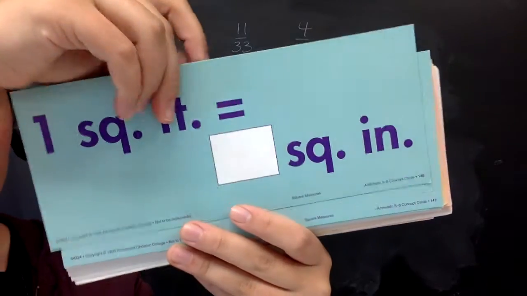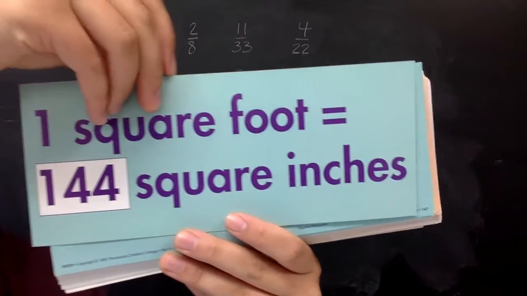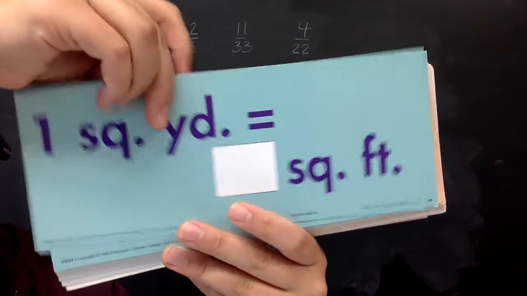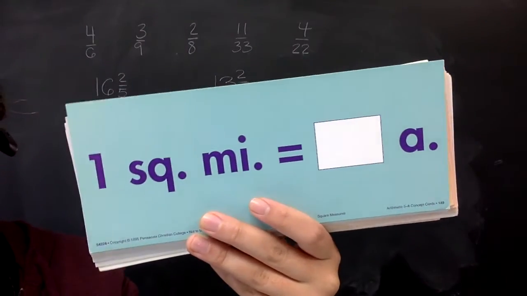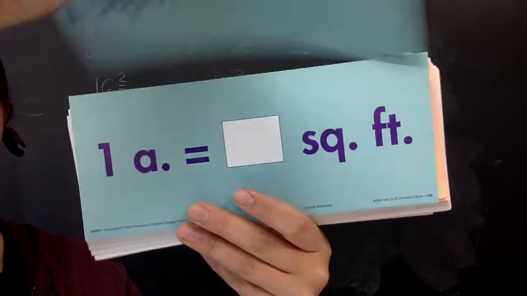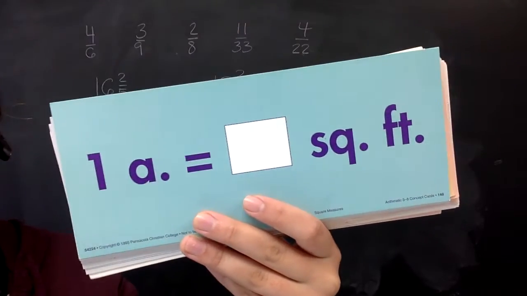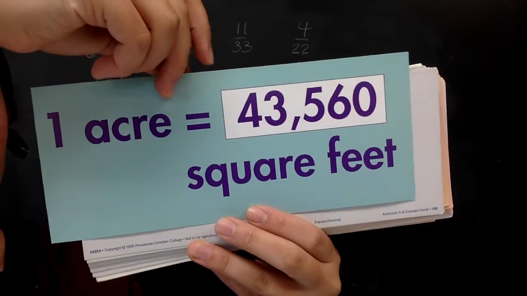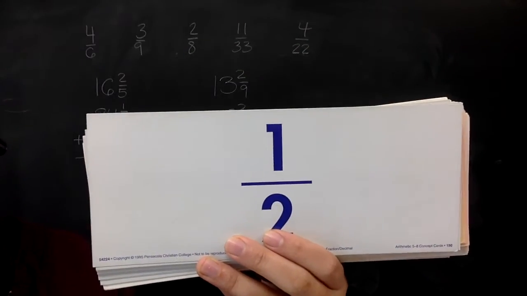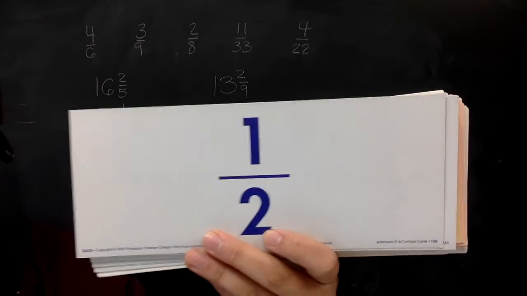1 square foot equals how many square inches? 144. 1 square yard equals how many square feet? 9. 1 square mile equals how many acres? 640. 1 acre equals how many square feet? 43,560.